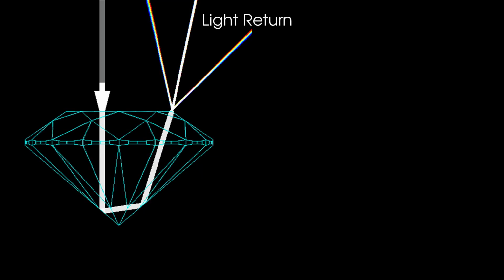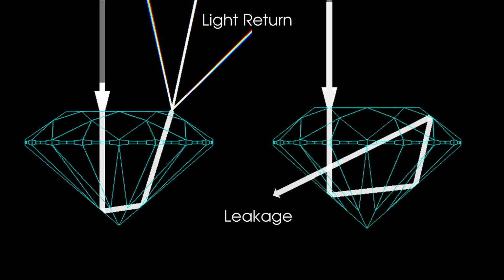Depending on how it was cut, light entering a diamond will either reflect and return up to the viewer's eyes or escape through the bottom as leakage or windowing, causing dark areas.